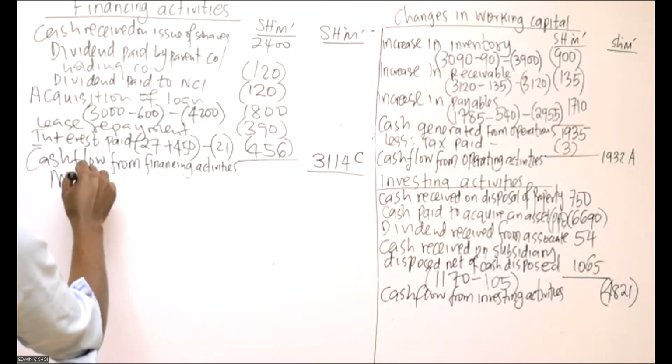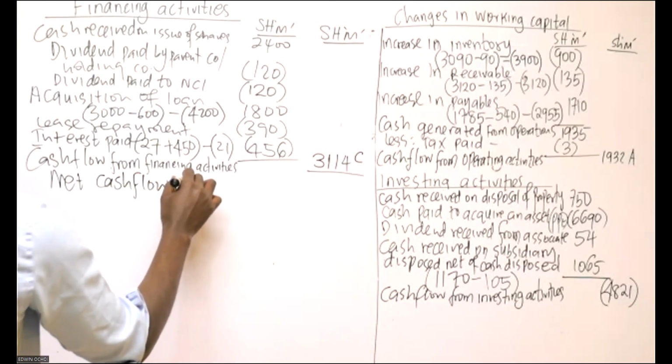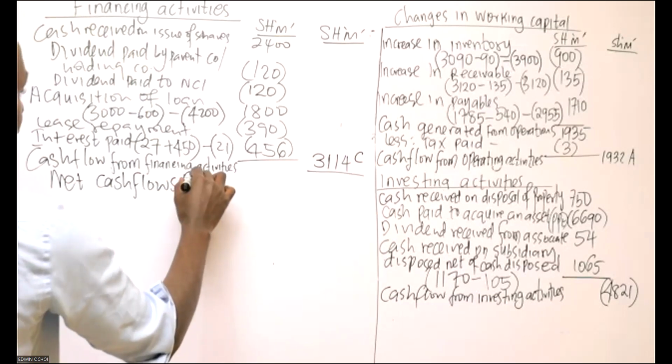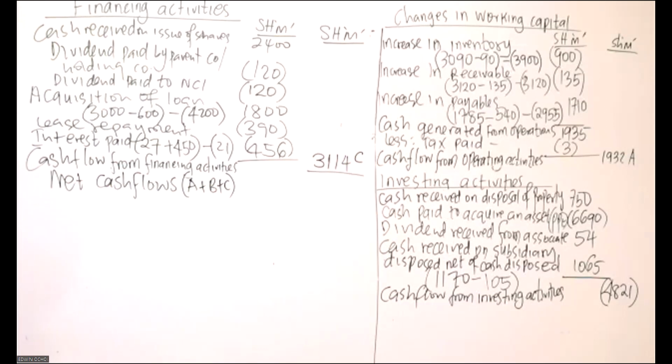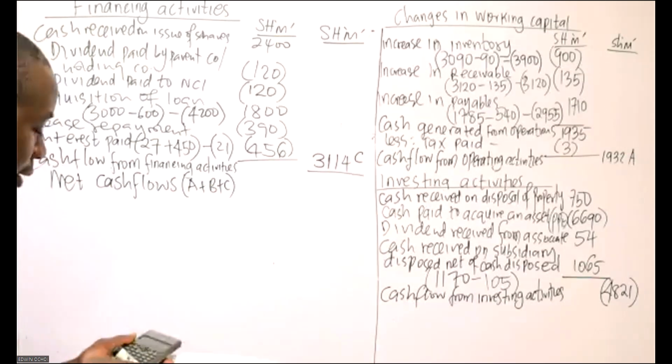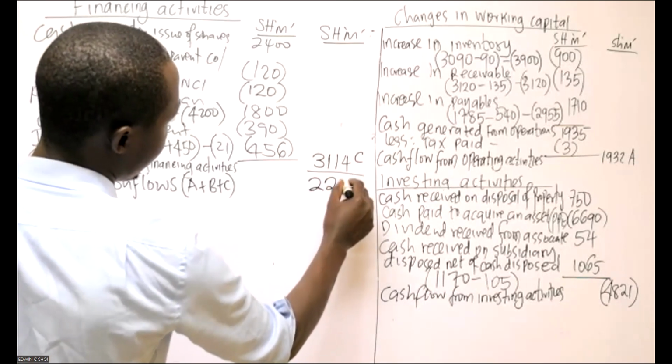Then here we have net cash flows. So net cash flow, now you take A plus B plus C. So if I take 1932 minus 4821 plus 3114, I will be able to get 225.